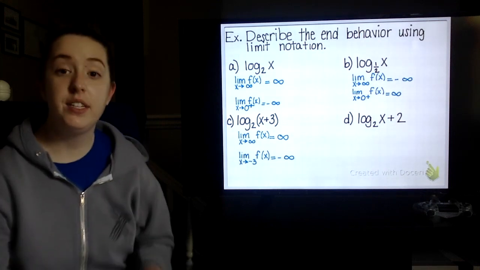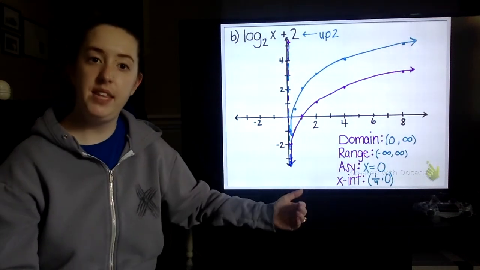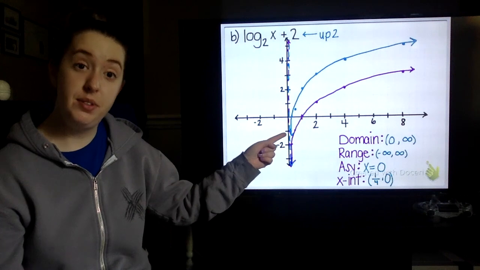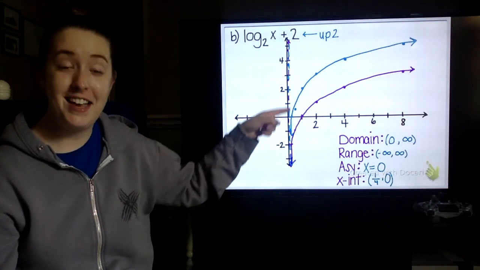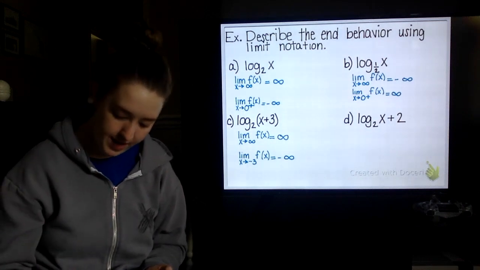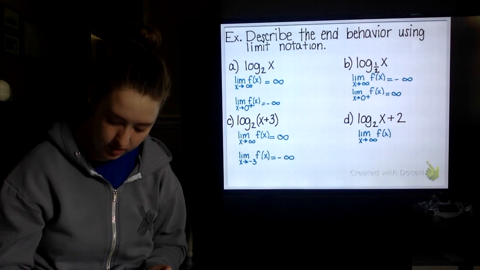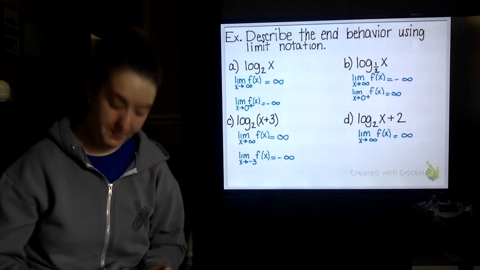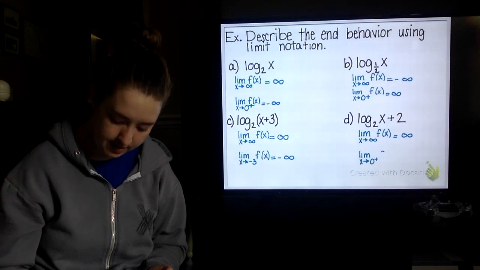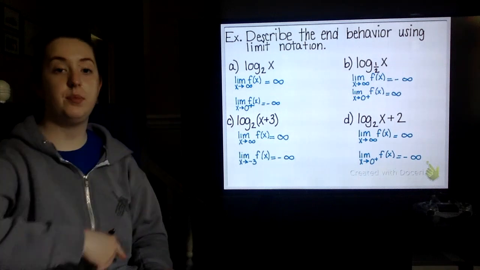All right, so now we're going to look at log base 2 of x plus 2. If we look back at this, my graph got shifted up, but nothing with the end behavior really changed. As x goes to infinity, y still goes to infinity. And then my asymptote didn't change, so x still approaches 0. And as x approaches 0, y still approaches negative infinity. So we have the limit as x approaches infinity of f of x. Since my y's got bigger, that's equal to infinity. The limit as x approaches 0 from the right of f of x equals negative infinity, since it was going down.